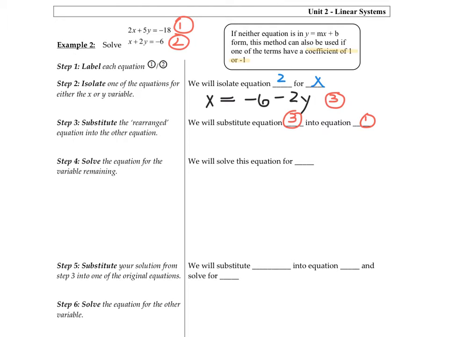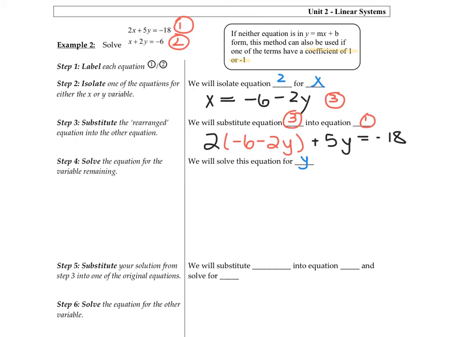So equation 1 is 2x plus 5y equals -18. But instead of x, I'm going to write what I just isolated for. X is equal to -6 minus 2y. And then I can write the rest, plus 5y equals -18. Now, I don't have any x's in there, so I'm isolating or I'm solving the equation for y. So let's clean this up a little bit.